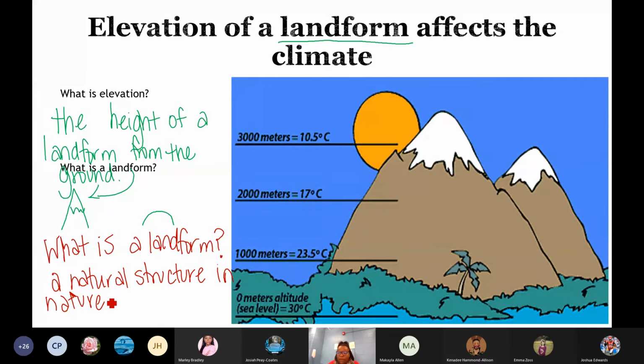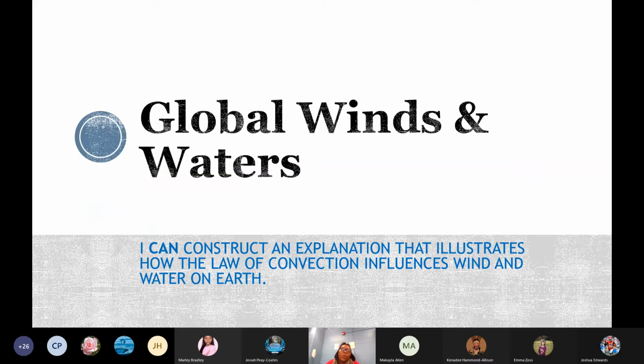Okay, so let's go on. We're going to now start moving into what's happening in the world. Our learning objective for today is: I can construct an explanation that illustrates how the law of convection influences or changes wind and water on Earth. So if you would please take some time to write in your notes.